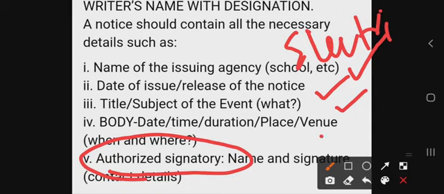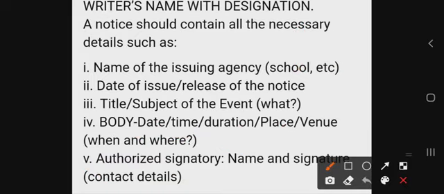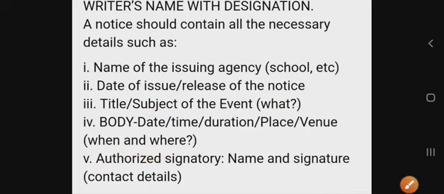Then comes the body. In the body, what do we write? Date, time, duration, place, venue. Children, once again check what comes in the body. We generally discuss WH questions in the body. First of all, the date, when exactly the event will be organized. Then comes the time, then the duration, then the place, then the venue. All these things are discussed in the body, and at last comes the authorized signatory, that is name and signature, and the contact details.